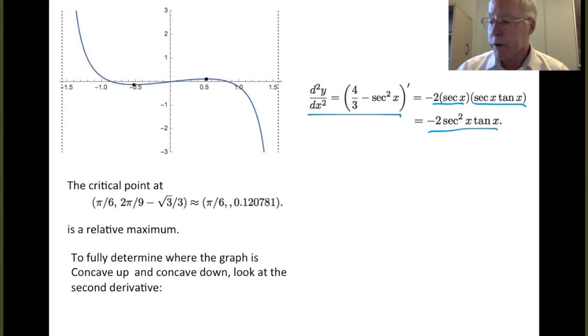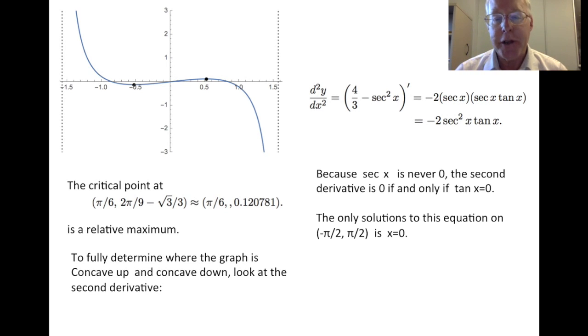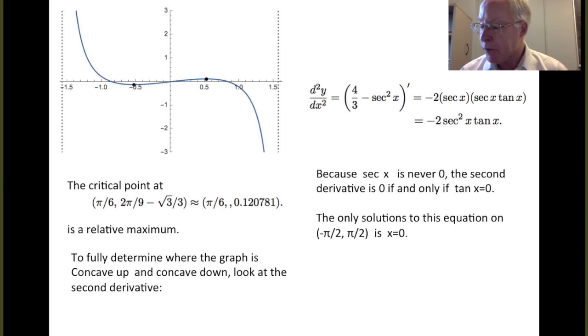Well, it's a product of two functions, so it's going to be 0 only when one of those functions is 0, and the secant of x is never 0. Secant of x is 1 over cosine, and if you have a 1 in the numerator, or anything non-zero in the numerator, the function is not 0. So the second derivative is 0 only if the tangent of x equals 0, and again, we're on this interval, the domain minus pi over 2 to pi over 2, and the only place tangent of x is equal to 0 on that interval is at x equals 0.